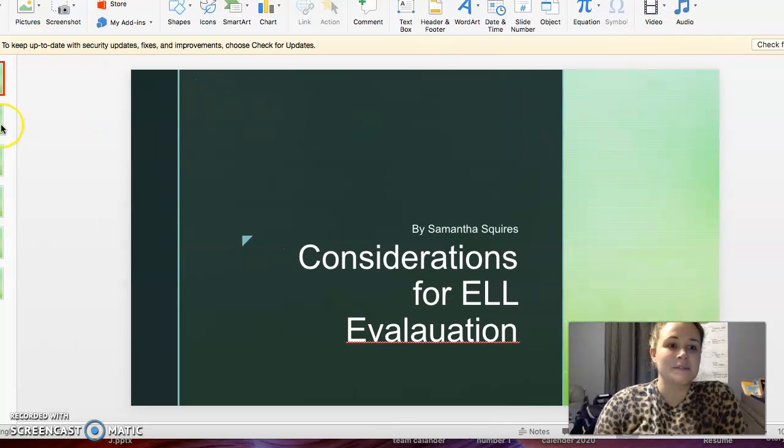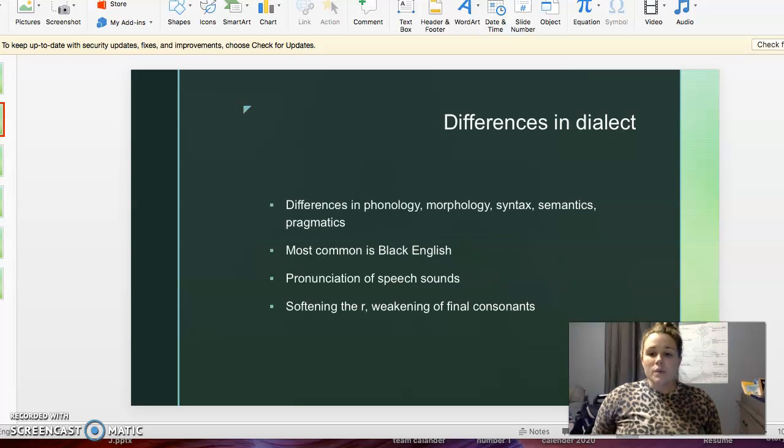All right. So first off, I wanted to start with differences in dialect and kind of what that was. This could be a difference in the phonology, morphology, syntax, semantics, and pragmatics. So this is something that can be really difficult for a teacher to understand if a student is using the word incorrectly or if they're using it in a different dialect. The most common difference in dialect is Black English.